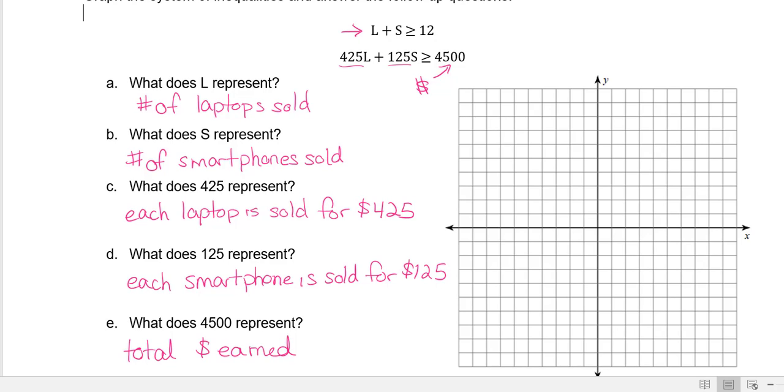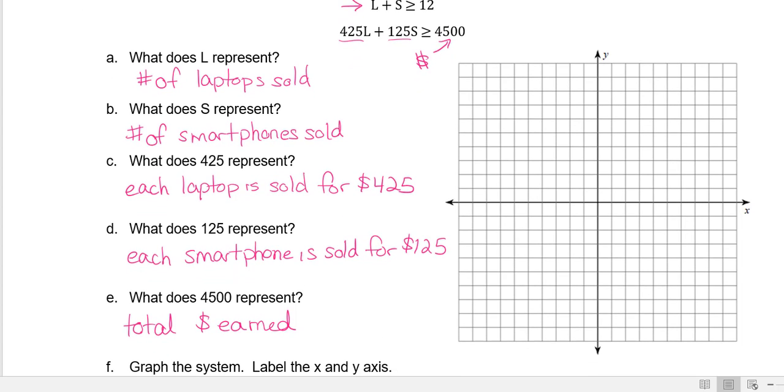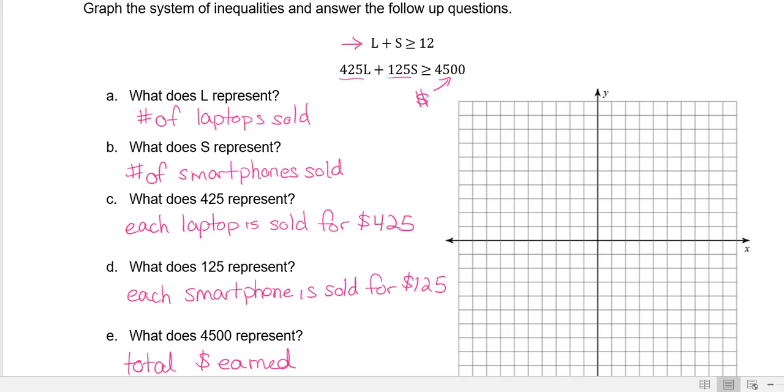Okay. So our next step is going to be to actually graph our system and to label our axes. Because we didn't use x and y in our equations, we need to make sure we know which value represents x and which value represents y. So again, it does not matter. I'm going to go ahead and assign L to be my x value, since that's the variable that comes first. So I'm going to label my x-axis here as the number of laptops, because that's my x values, and I'm going to assign S to be my y value, which is the number of smartphones.